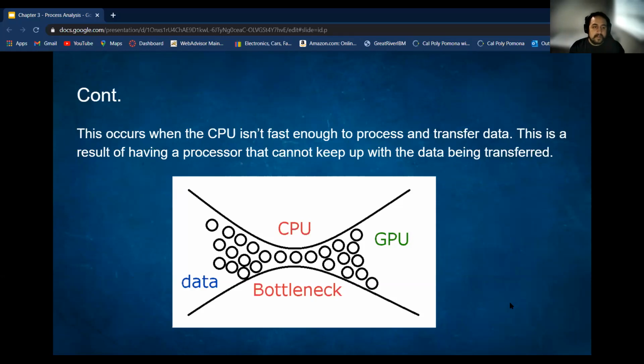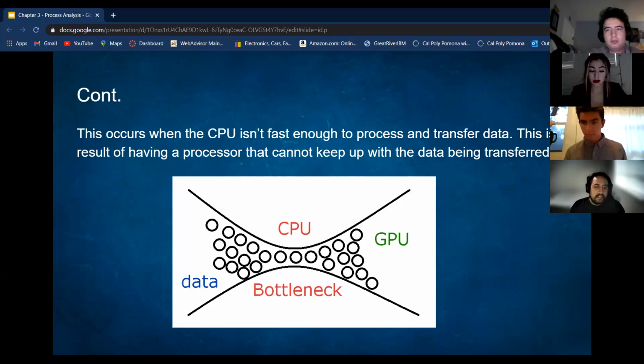This occurs when the CPU isn't fast enough to process and transfer data. This is a result of having a processor that cannot keep up with the data being transferred. In this picture, you can see that the CPU is being bottlenecked as the data is not traveling fast enough to the GPU.